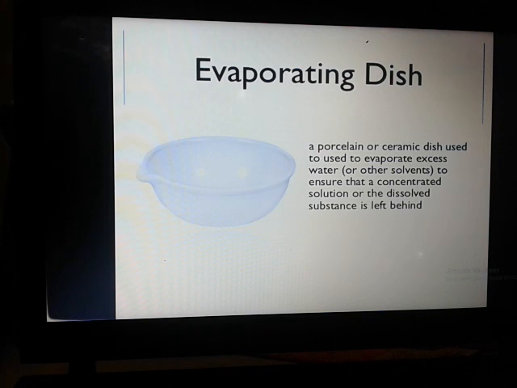The very common difference between evaporation and boiling is that evaporation can happen at any temperature, even at room temperature, but boiling has a fixed temperature. Suppose I have water: water has a fixed boiling point, but it has no fixed evaporation point. Evaporation can happen at any temperature, but boiling happens at a fixed temperature.